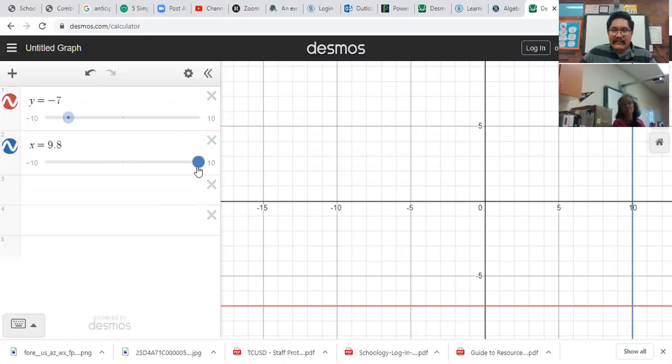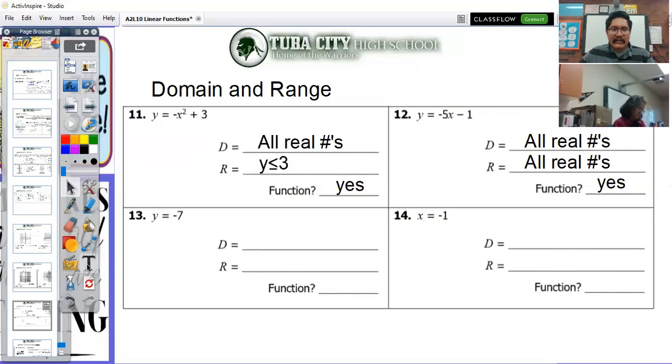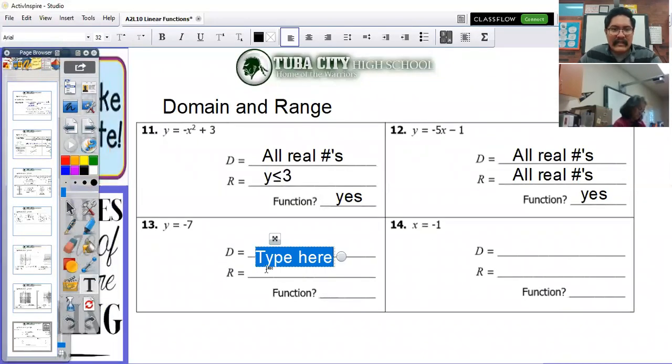But again, if I pass the vertical line through it, no change. It never touches more than once. So in this case, yes, it is a function. So let's go ahead and start filling out what we know from the graph. The domain in this case would be all real numbers, or all reals.